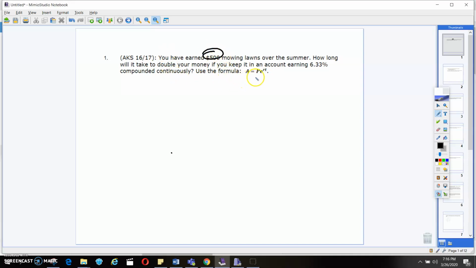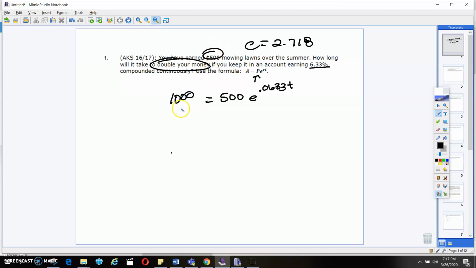So we're going to take 500 and plug it in for P. E is going to be that 2.718. Okay, it's kind of like pi. It's got a number associated to it. R is going to be that rate, so we're going to change that rate to a decimal, so that's going to give me 0.0633, and we don't know T. It does tell us that we're going to double our money, so 500 times 2 would be doubling our money, so that's going to give me 1,000 over here.